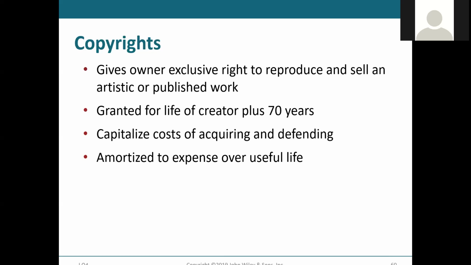Copyrights give the owner exclusive right to reproduce and sell a book or magazine article, granted for the life of the creator plus 70 years. Wow. Capitalized costs of acquiring and defending are amortized to expense over useful life. So anybody can go and reproduce Moby Dick. Herman Melville died well over 70 years ago. So there's no copyright on that. So anybody can put together the book Moby Dick and try to sell it.